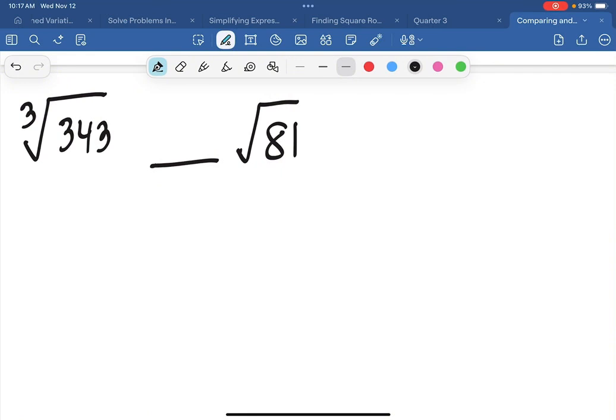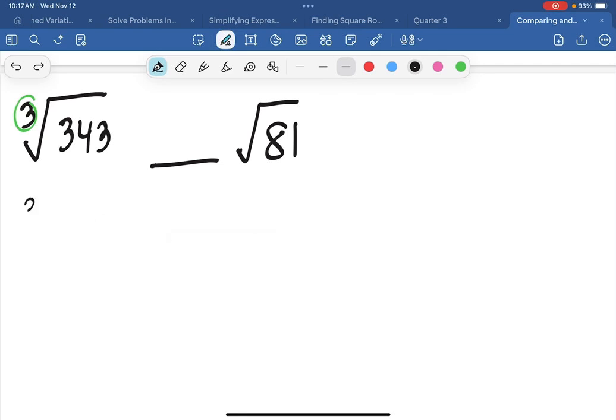Next example, we have here two numbers with different nth roots. We have a cube root and a square root. Anyway, both numbers are a perfect cube and a perfect square, so we could just evaluate this one numerically.